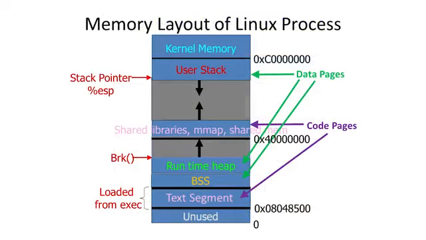Here is another view of the memory layout of a Linux process. The content of the ESP, the extended stack pointer register, which is the current stack pointer, will point to the lowest address of the current stack, the last byte of the current stack, which is typically the memory address of the last local variable allocated in that function.